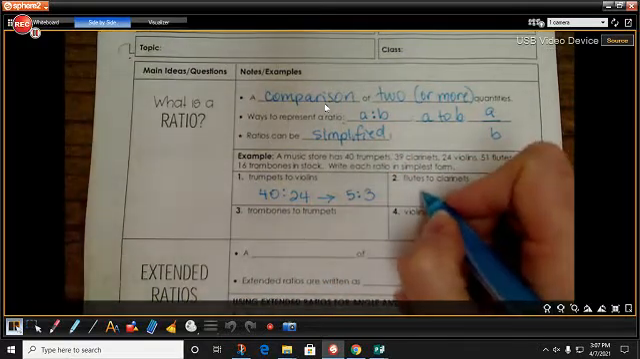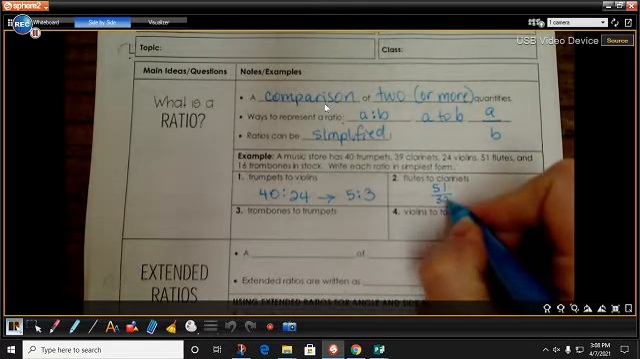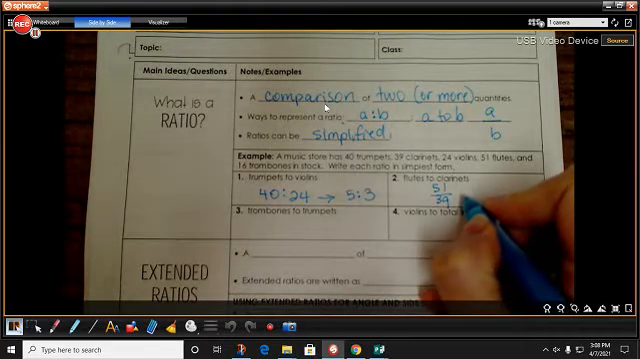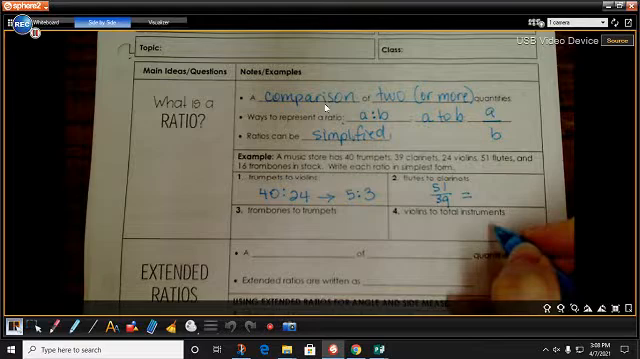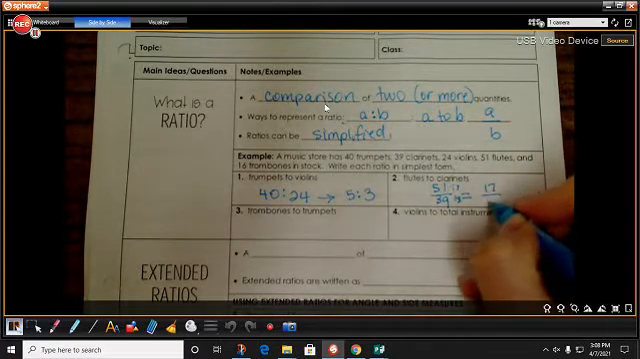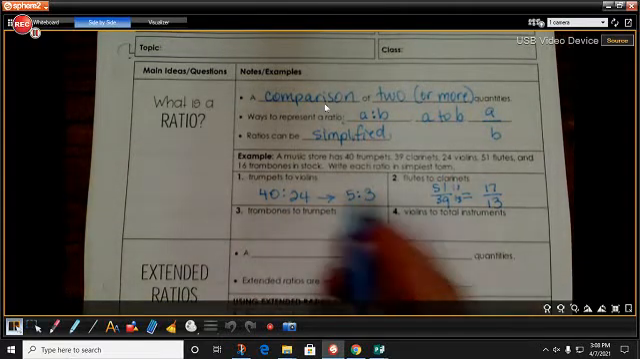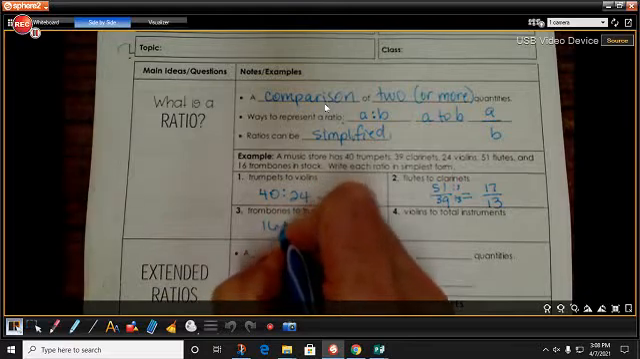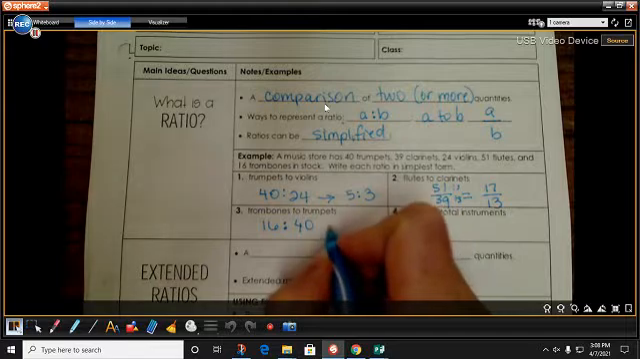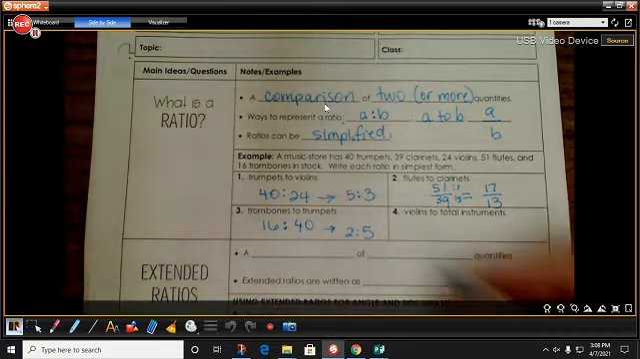For flutes to clarinets, I'm going to write it in the fraction form this time. I've got 51 flutes to 39 clarinets. And so that would be my ratio there. But again, I always want to simplify my ratios. And so both of these can also divide by 3. And so this would simplify down to 17 to 13 for my ratio. For trombones to trumpets, trombones I have 16. I'm going to do it sideways again, 16 to 40. That can simplify down, both of these divide by 8. And so this could simplify down to the ratio 2 to 5.